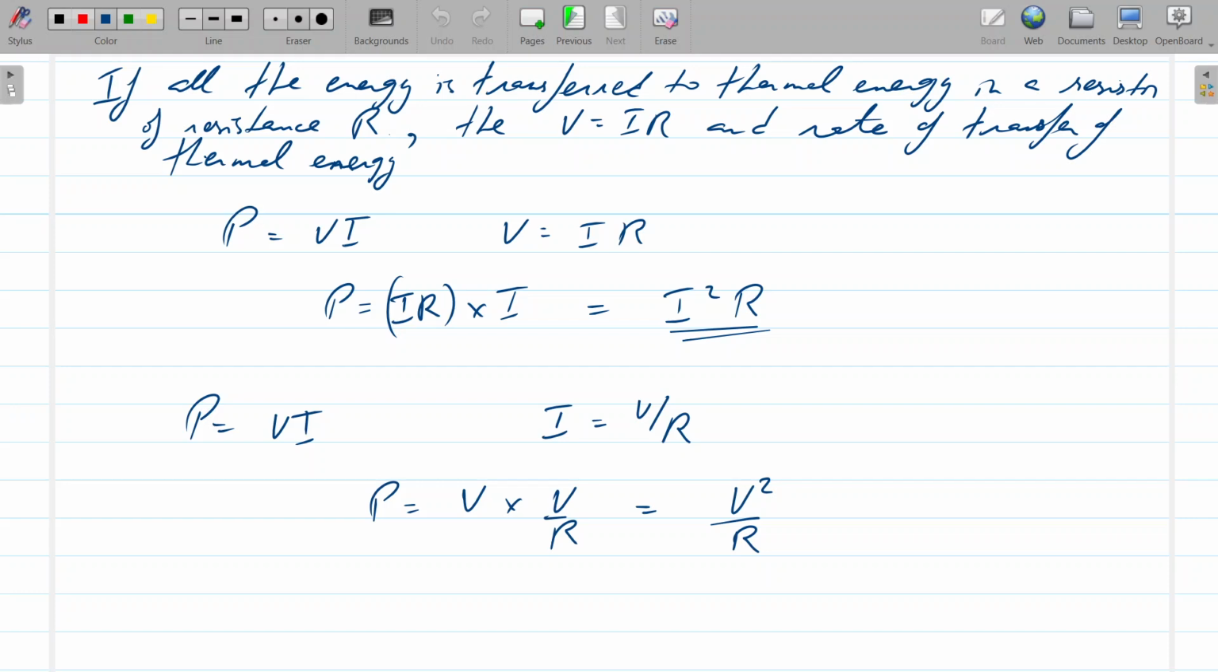All right. So what this tells us is that if the current is doubled, the power is 4 times as much. So if the current is doubled, the power is 4 times as much.